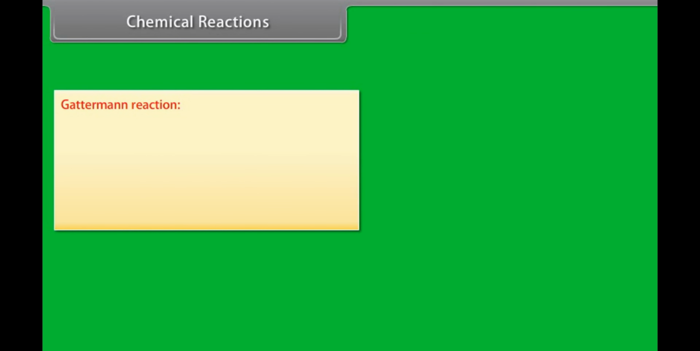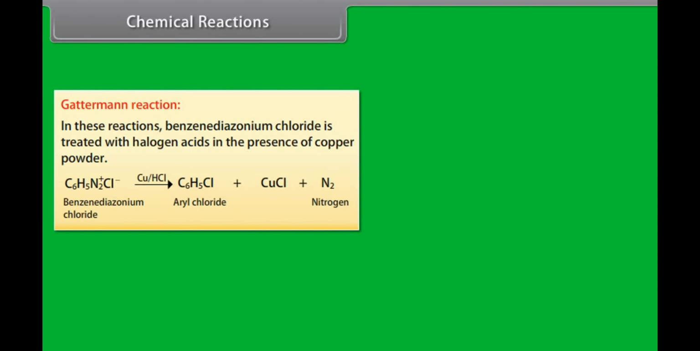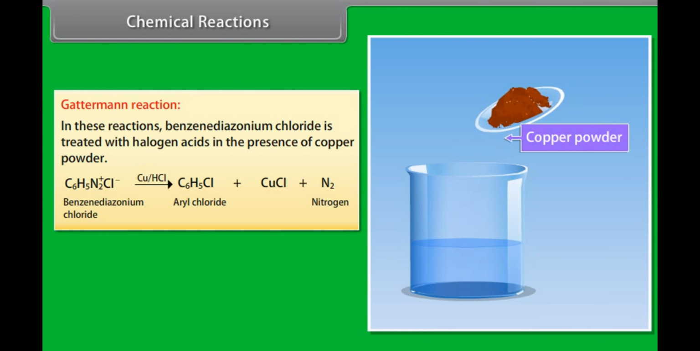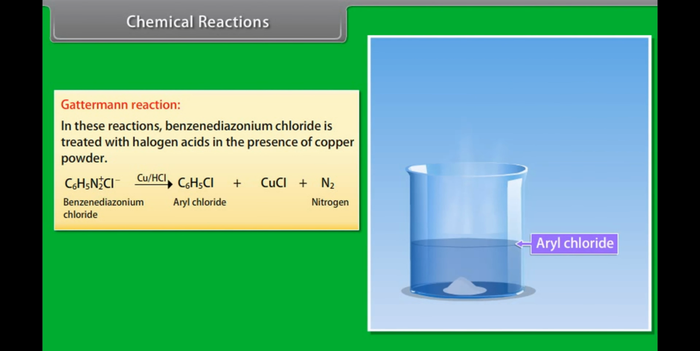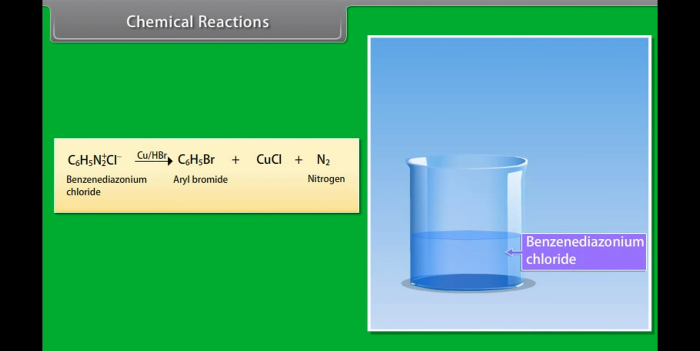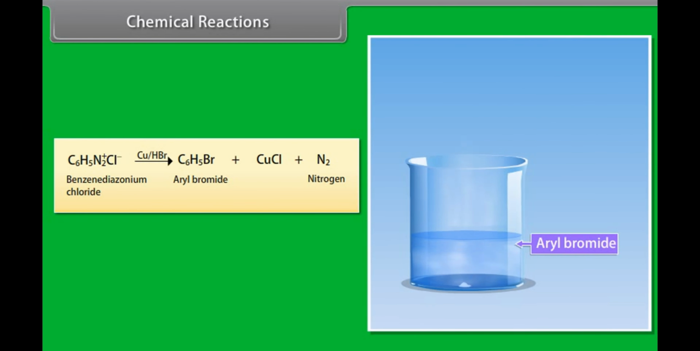Gattermann reaction. In these reactions, benzene diazonium chloride is treated with halogen acids in the presence of copper powder. Benzene diazonium chloride reacts with hydrochloric acid and copper powder to yield aryl chloride, cuprous chloride, and liberate nitrogen gas. Benzene diazonium chloride reacts with hydrogen bromide and copper powder to yield aryl bromide, cuprous bromide, and liberate nitrogen gas.